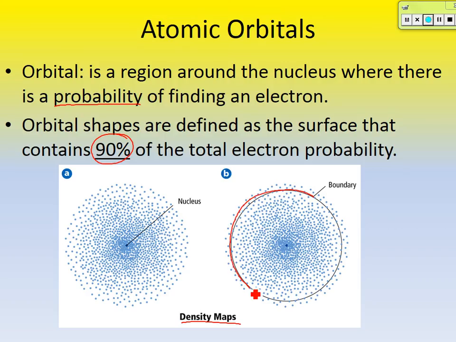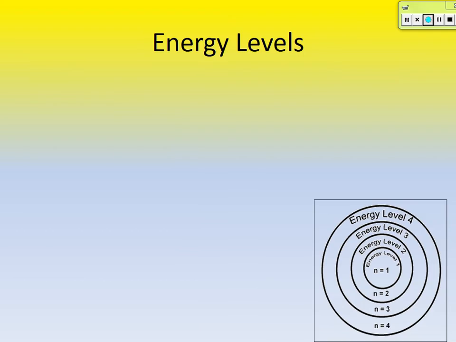And so this black line right here, which is now red, would represent the orbital, which means 90% of the time the electron could be found within that orbital. And that means, of course, that 10% of the time that electron might be outside of the orbital. That's how they come up with the shapes of these orbitals that we're going to talk about today. So it's really just a probability map, where 90% of the time it's likely that the electron would be found within that shape.